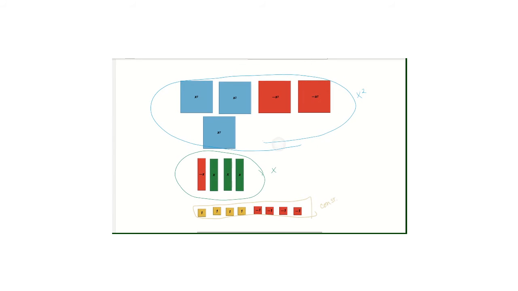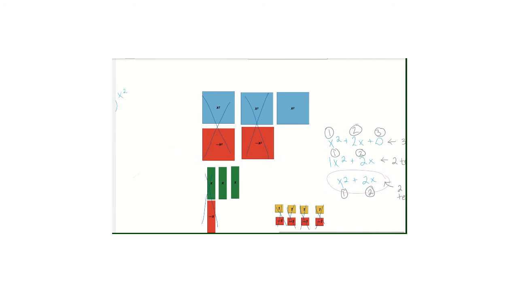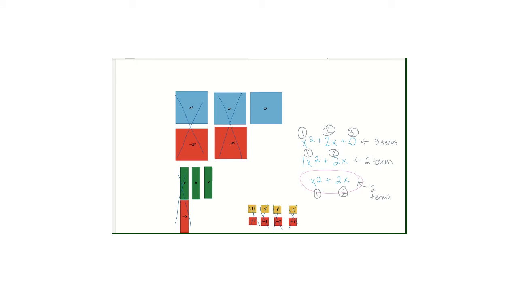So the first thing I did was I put all of my like terms together. I put my x squares together. I put my x's together. I put my constants together. After I did that, I actually lined up my zero pairs. And I could have done this all in one step. I'm just breaking it down for you.